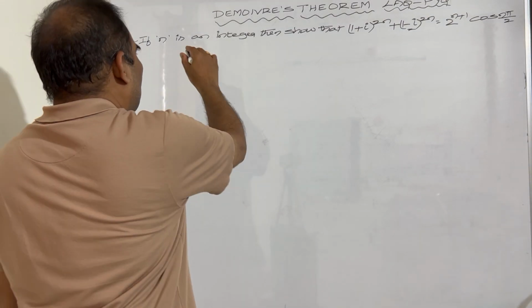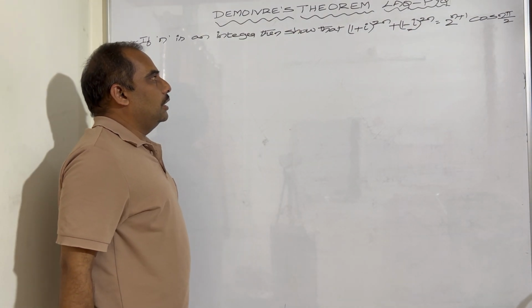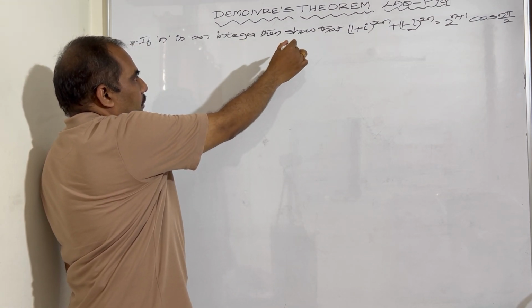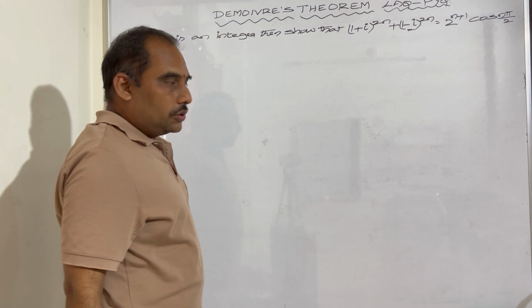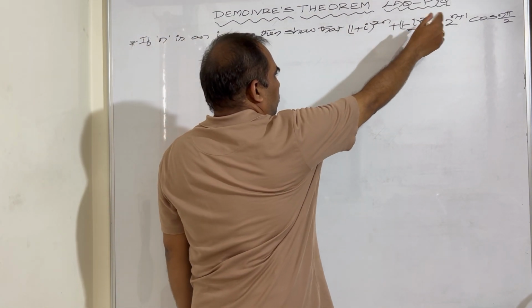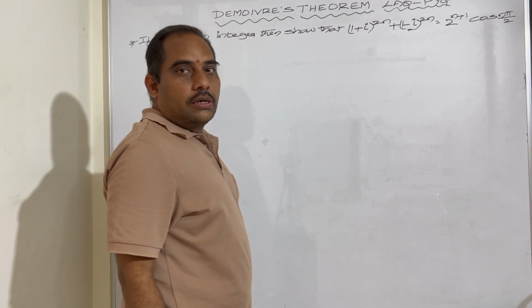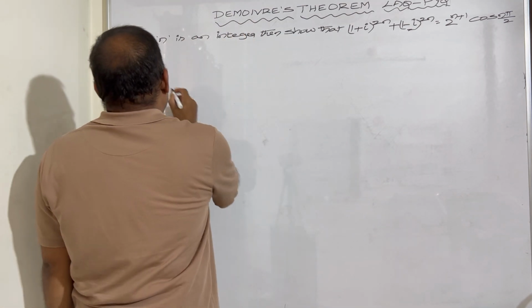So in this video we are going to discuss De Moivre's theorem, LAQ, PYQ. The question is, if n is an integer, then show that (1 + i)^(2n) + (1 − i)^(2n) is equal to 2^(n+1) cos(nπ/2).